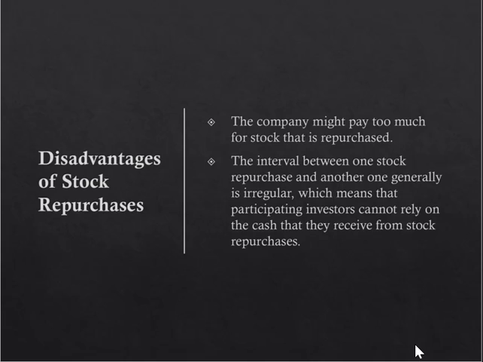There's some disadvantages as well. The company might pay too much for stock that's repurchased. They might say we're going to repurchase X dollars every quarter, regardless of what the stock price is, and they might be overpaying. The interval between one stock repurchase and another is generally irregular, which means investors can't rely on the cash that they receive from stock repurchases. They may have to just sell into the open market.